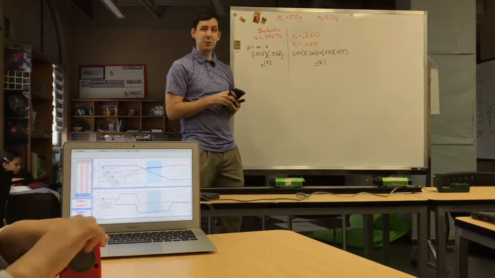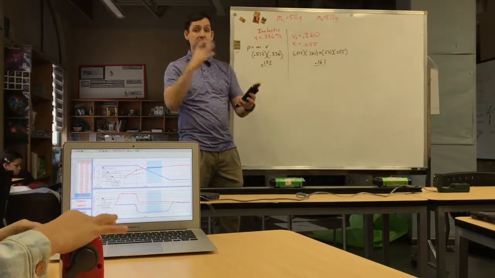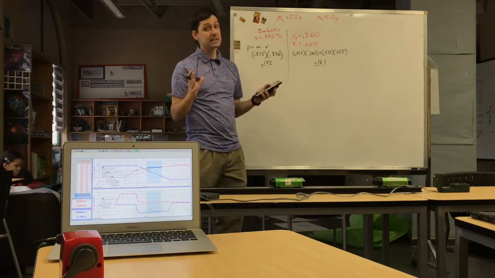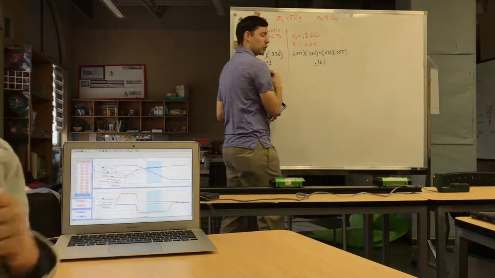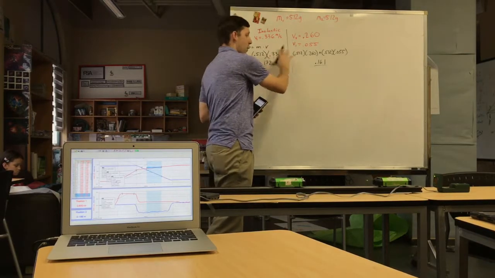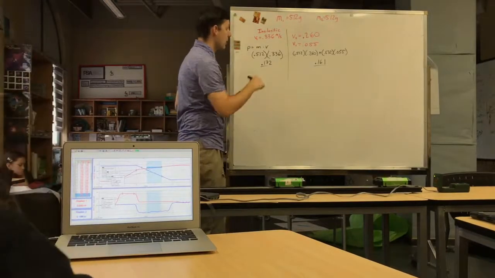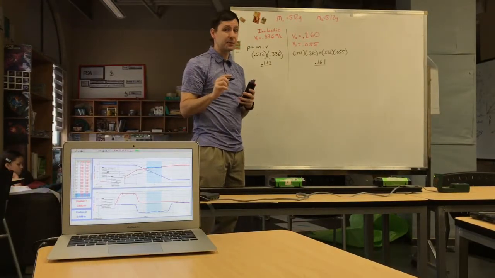They're less than 10% off. And in an experiment like this, where we have some friction and some other real world things, we can accept that these two are close enough that we say, you know what, the momentum is the same before and after, because they're within about 10%. Okay, now if we look at kinetic energy, we're going to see something completely different.